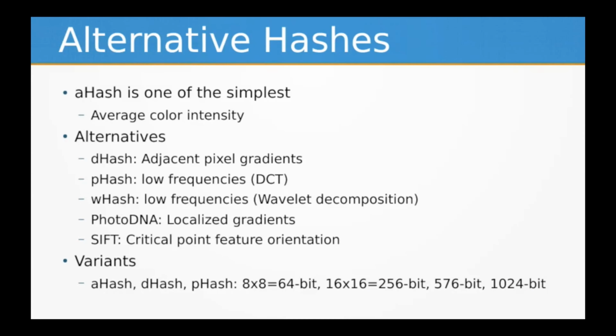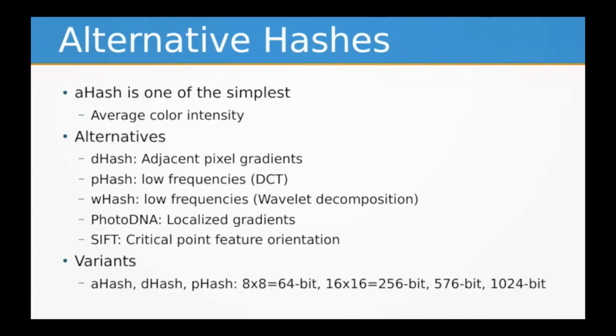With pictures, low frequencies determine structure and high frequencies provide details. pHash and wHash focus on the lowest frequencies in an image. Most perceptual hash algorithms are applied globally, evaluating the entire image. PhotoDNA focuses on local gradients in an overlapping grid. Another option uses scale invariant feature transforms, or SIFT, to identify and align critical points.